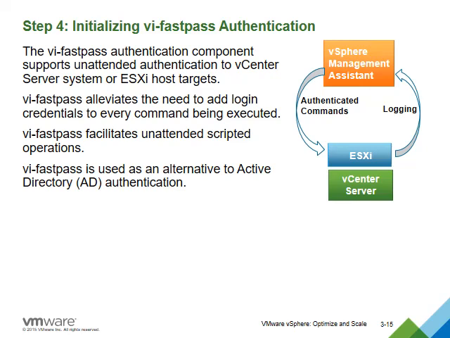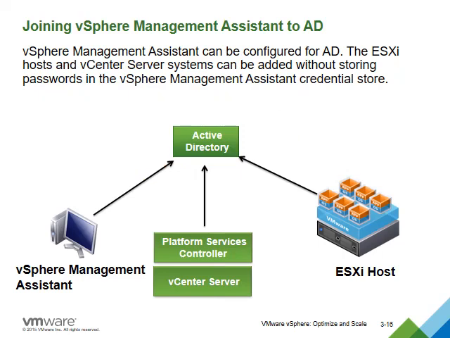Active Directory. When joining your vSphere Management Assistant, or as I say, your VIMA, to your Active Directory, you want to configure your VIMA for your Active Directory authentication so that your ESXi host and your vCenter server can be added to the Active Directory and to your vSphere Management Assistant, or your VIMA. Now, joining the VIMA to your Active Directory prevents you from storing passwords in the credential store. And this approach is by far a more secure way of adding targets to your vSphere Management Assistant.